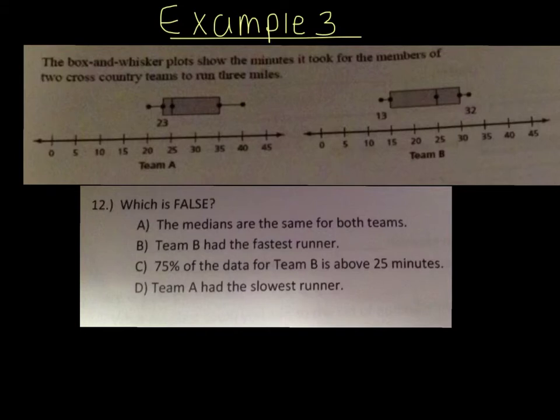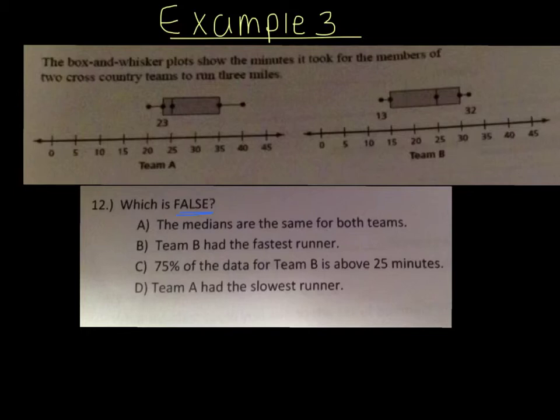Our third example says, the box and whisker plots show the minutes it took for the members of 2 cross-country teams to run 3 miles. And we're asked, which of these is false? Okay, so we're not looking for the true one this time. We're looking for the one that's not true. So let's just go letter by letter and see.